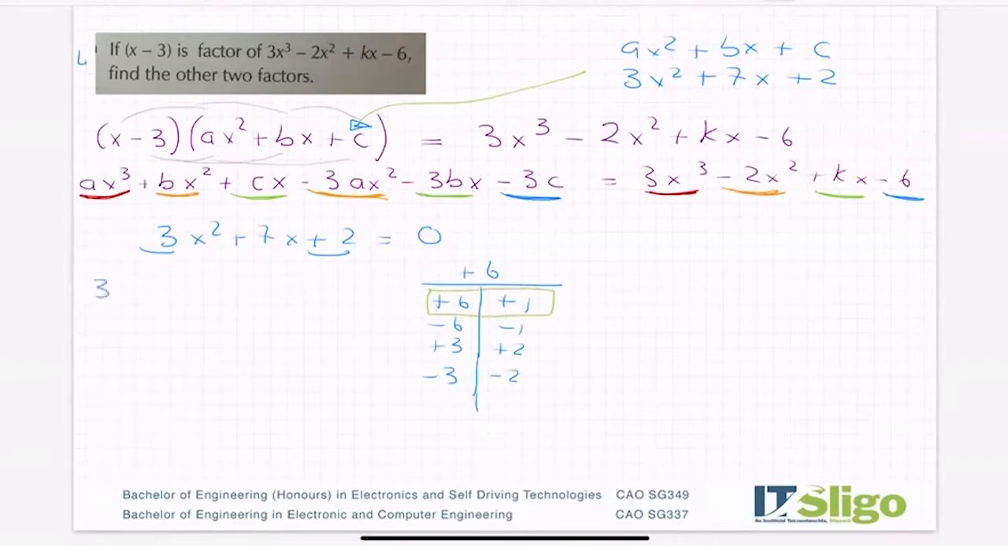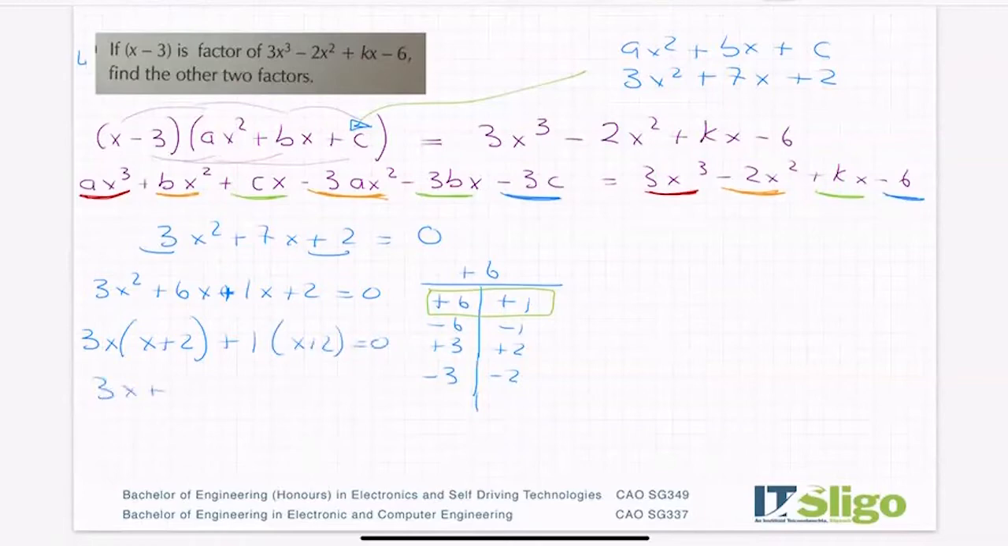So 3x squared plus 6x plus 1x plus 2 equals 0. I've just rewritten the plus 7x as plus 6x plus 1x. And then we do grouping. So the 3 and the x are common there, take that outside. The 1 is common there. So there I get 3x plus 1 by x plus 2 being equal to 0. And they asked for the factors, so these are the factors. So that's your answer.